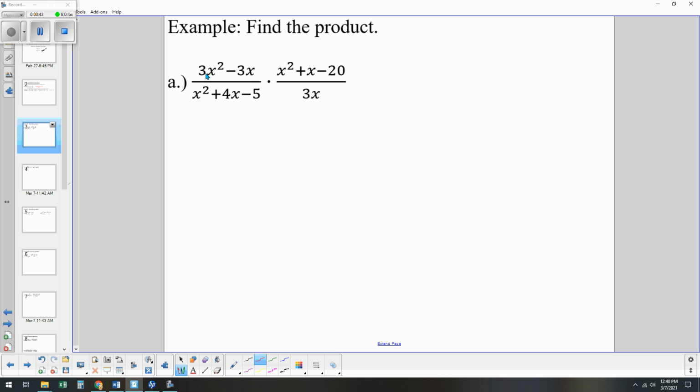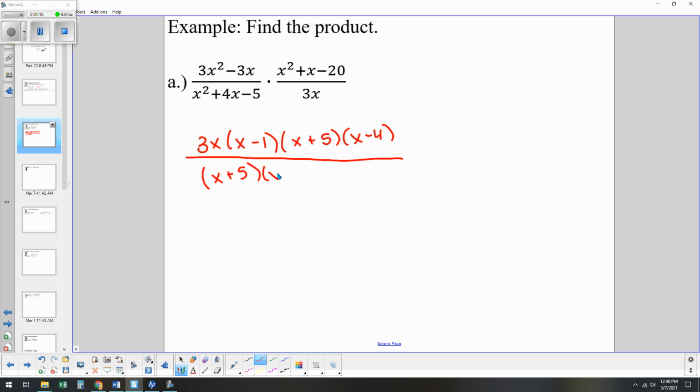So for this part, I see I have a GCF. They both have a 3x in them, and if I take out 3x from 3x squared, I'm left with x, and if I take 3x away from negative 3x, I get negative 1, and then I'm going to continue factoring. So multiplies to negative 20, adds to positive 1, is x plus 5, x minus 4. So all 4 of these things are part of our numerator. Now the denominator. Multiplies to negative 5, adds to positive 4, is x plus 5, x minus 1. And then I just have 3x as another factor on the bottom.